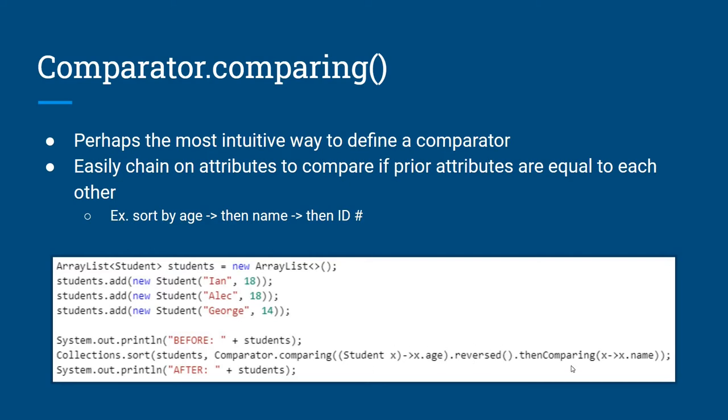Once you have one attribute out of the way, you can just chain on another attribute, right? You can say .thenComparing X, you take X and you compare the name instance variable of X, and so this chain of attributes can go on and on and on to cover as many as you need. For example, I could say Comparator.comparing student X, lambda arrow notation, X.age, then .thenComparing X.name, .thenComparing X.id if I had an ID instance variable, right?